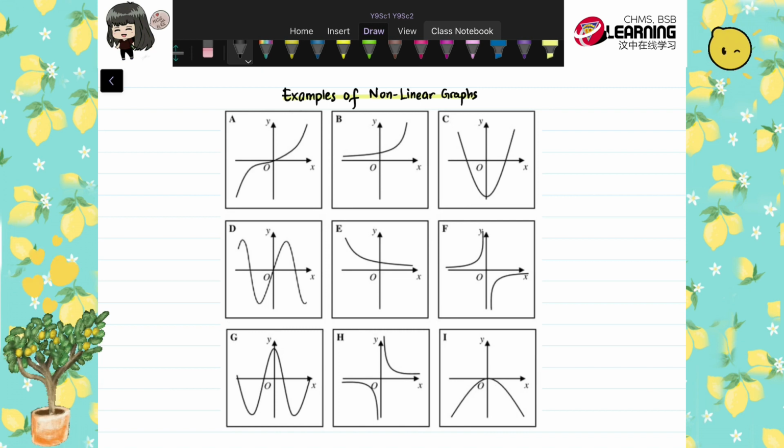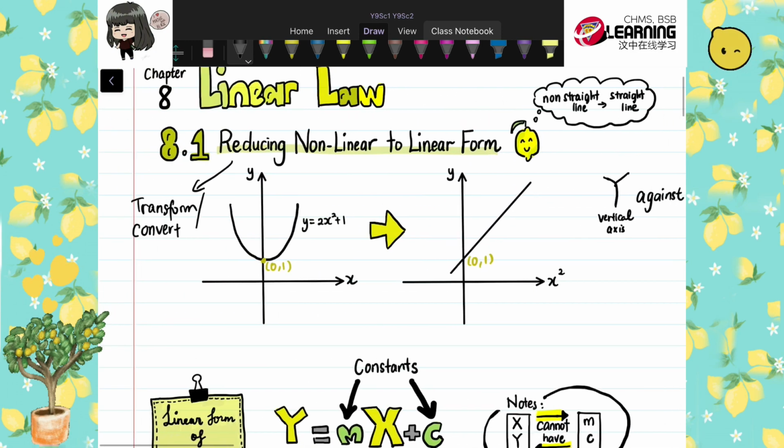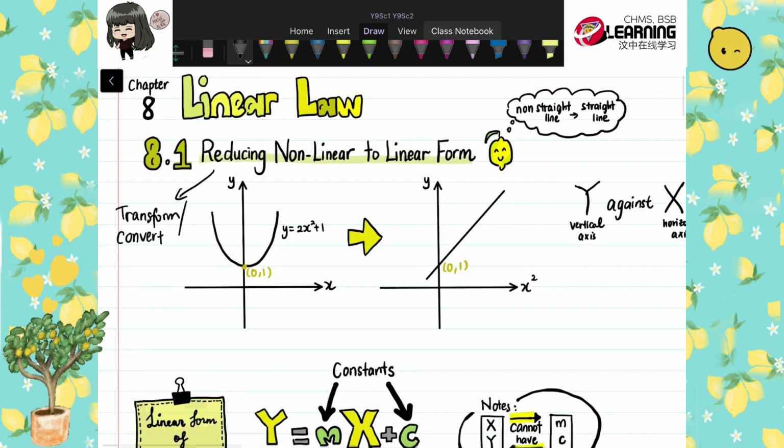So in this topic, we are going to change, or we reduce, transform, or convert. Okay, I will be using reducing more, often. We're gonna reduce these non-linear graphs to linear. But how are we gonna do that? Okay, so this is what we're gonna learn in this chapter, right? Okay, so I give you an example here.